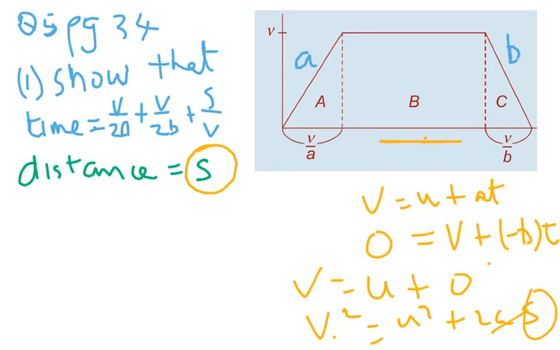So the area of a is going to be pretty easy. That's going to be half the base by the height. So it's going to be v over 2a, multiplied by the height, v, which gives me v squared over 2a. That's my area there. Similarly, the area for c is going to be half the base by the height, which gives me v squared over 2b. Okay, so let's continue this on the next page.